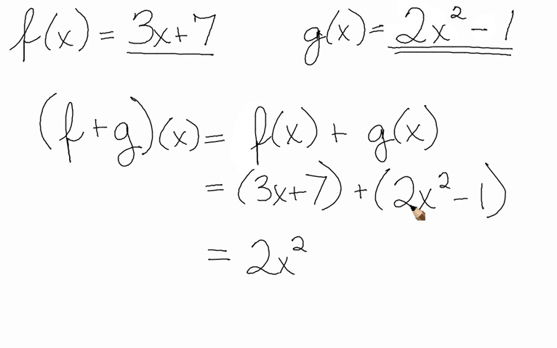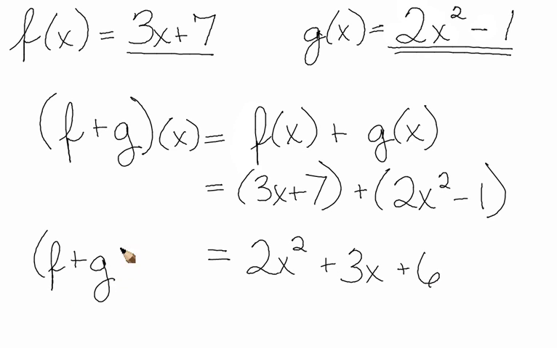So I'm going to add some like terms. We have 2x squared plus 3x, and then 7 minus 1 is 6. Alright, so this is the new function rule for the new function that we've created by adding two other functions. Okay, and when you add two functions, you always get a function. Okay, let's do the same thing with subtraction.